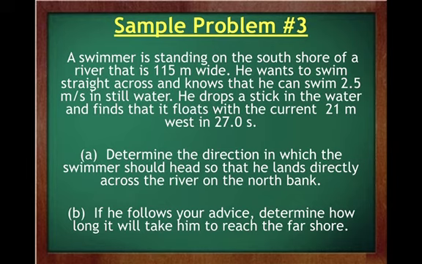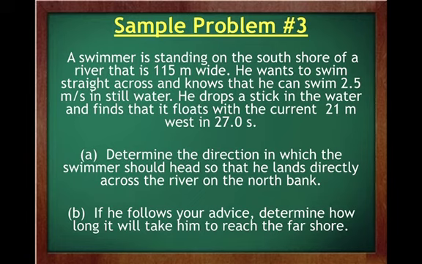So in this one, a swimmer is standing on the south shore of a river that is 115 meters wide. He wants to swim straight across and knows that he can swim 2.5 meters per second in still water. He drops a stick in the water and finds that it floats with the current 21 meters west in 27 seconds. The first part of this question asks us to determine the direction in which the swimmer should head so that he lands directly across the river on the north bank. We'll come back to part B in a second.